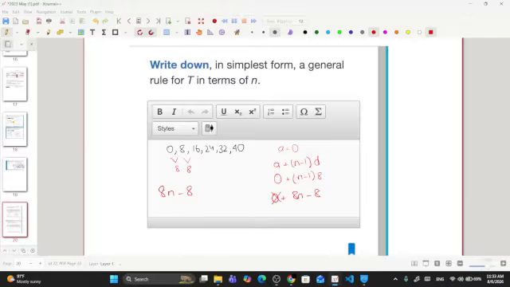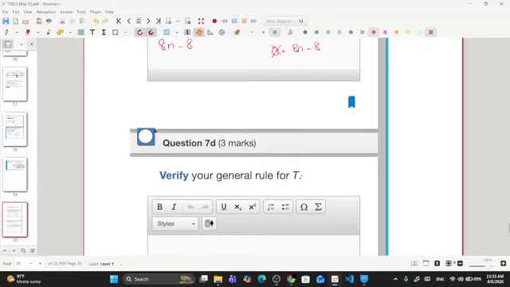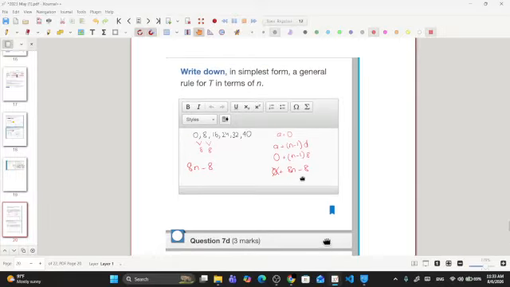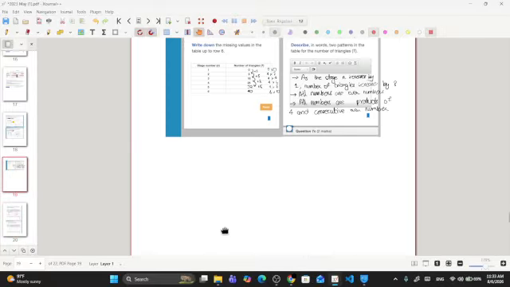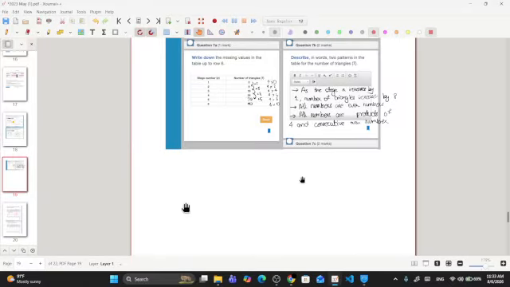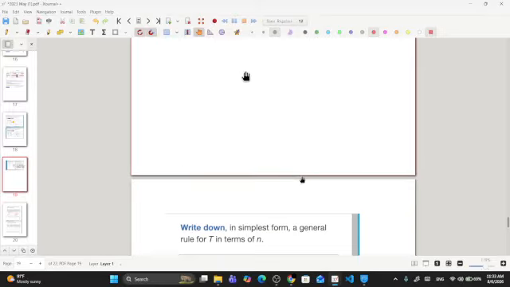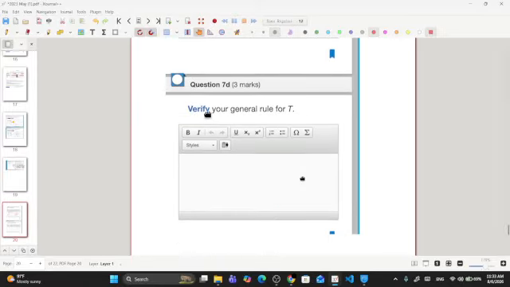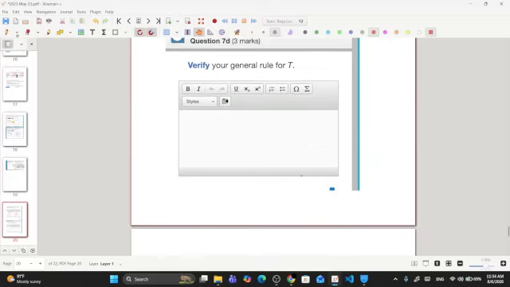The next part says, verify your general rule for T. So verification of course is done for what has not been given to us. So let's just select the values 2, 4 and 6. So when you might have done it, 8 times 2 minus 8 gives us the value of 8. 8 times 4 minus 8 gives us the value of 24. 8 times 6 minus 8 gives the value of 40.